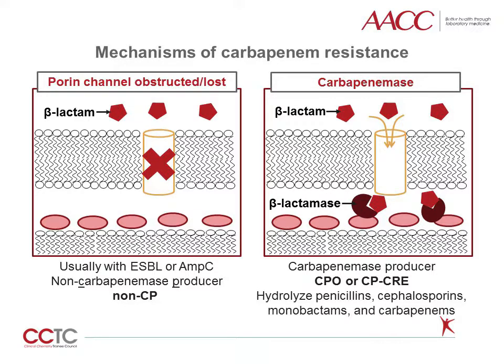Carbapenem resistance can arise via two mechanisms: bacteria with an extended spectrum beta-lactamase, or ESBL, or an AmpC beta-lactamase can poorly hydrolyze carbapenems. However, in combination with porin loss or obstruction, these enzymes can confer carbapenem resistance. These organisms are non-carbapenemase producers, or non-CP. A bacterium can also acquire a carbapenemase, which efficiently hydrolyzes carbapenems and confers resistance to carbapenems. These organisms are carbapenemase-producing organisms, or CPOs. Enterobacteriaceae are carbapenemase-producing CRE, or CP-CRE. Differentiating between these mechanisms is important because carbapenemases are transmissible and therefore important for infection control. CP-CRE can hydrolyze penicillins, cephalosporins, monobactams, and carbapenems.